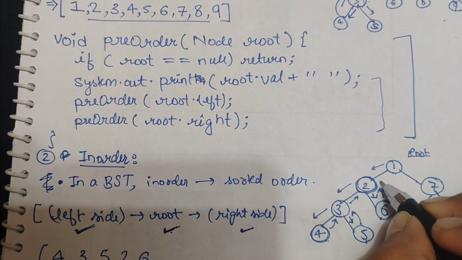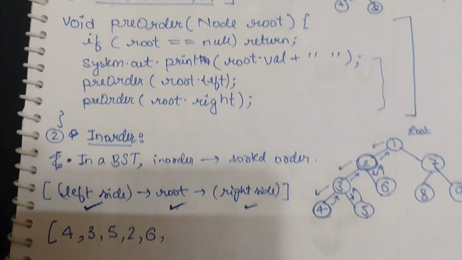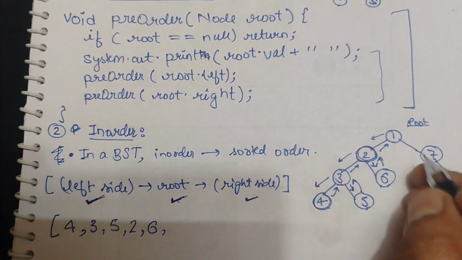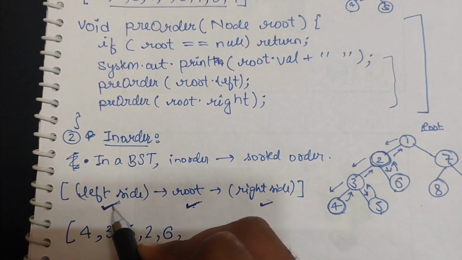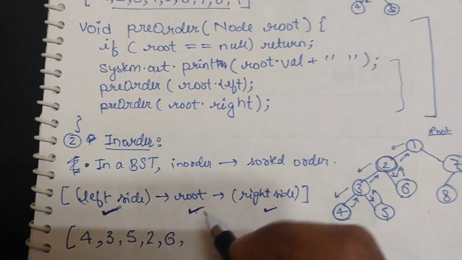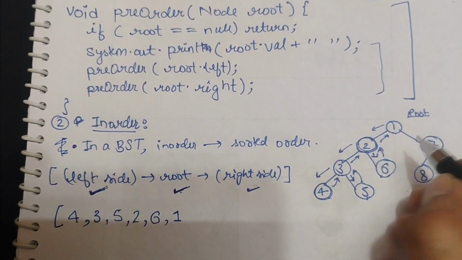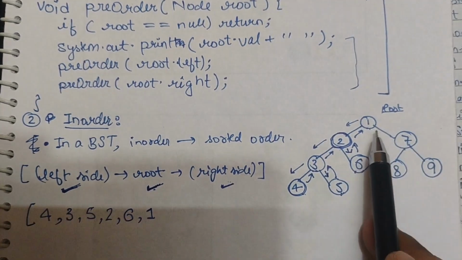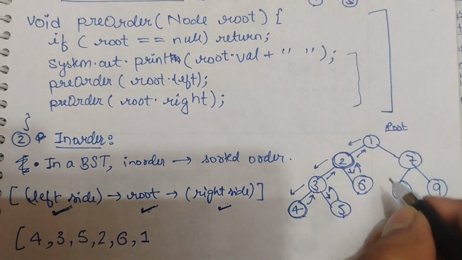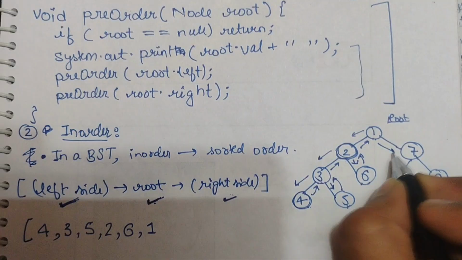Okay, 2 has executed this. Okay, now the recursion call will come from 2 to 1. Okay, 2 has executed its left side. Now by printing 1 it will execute this for 1. Because 1 has a right side, a recursion call will come from 1 to 7.